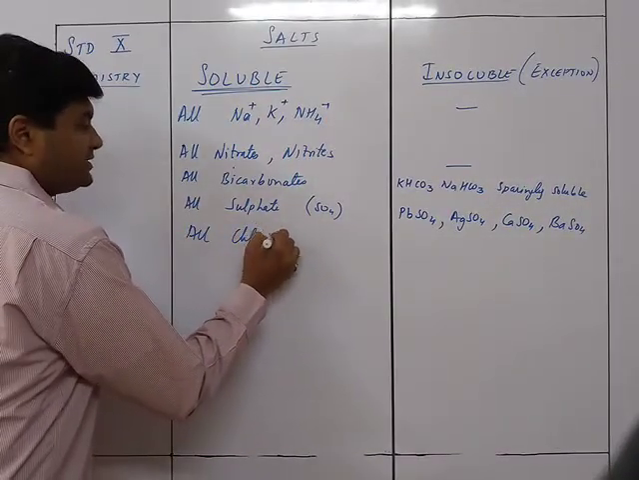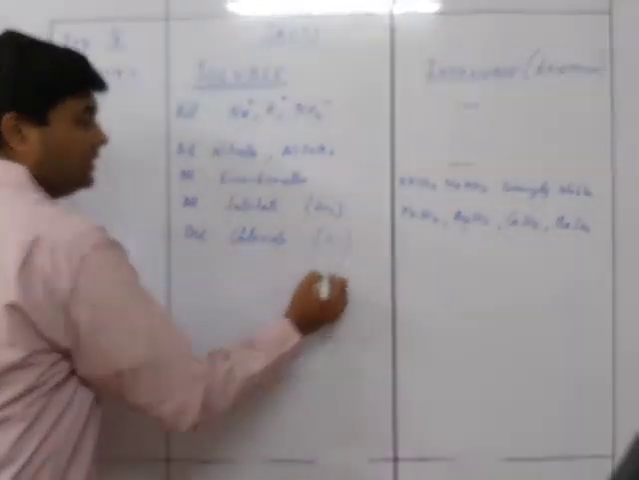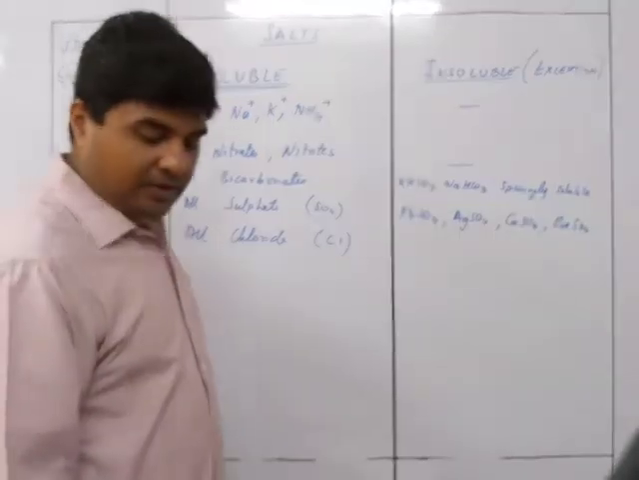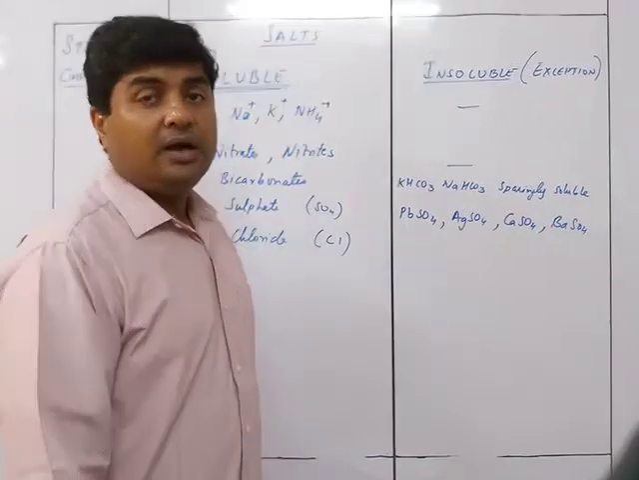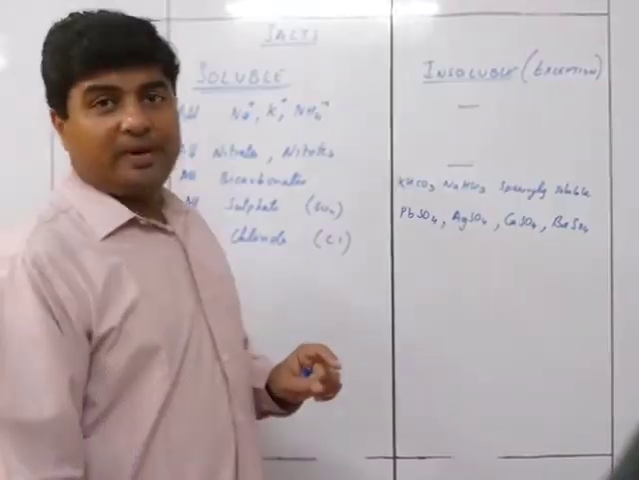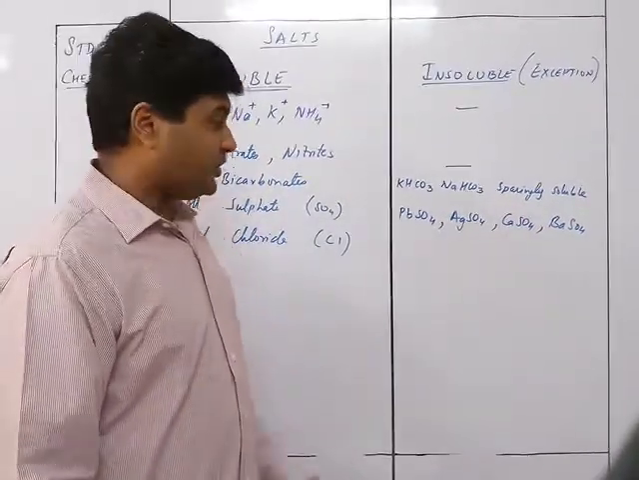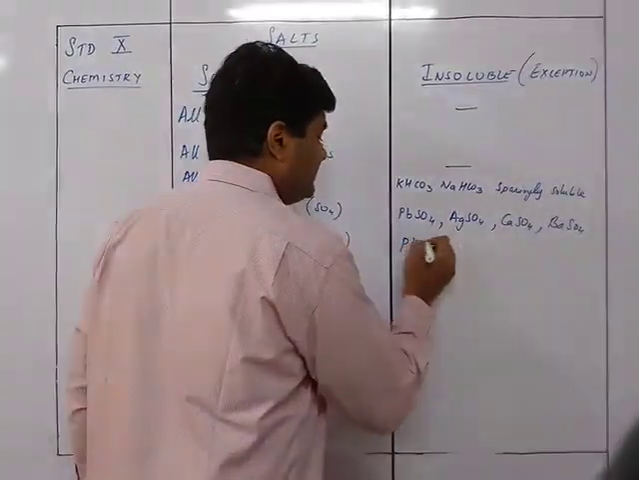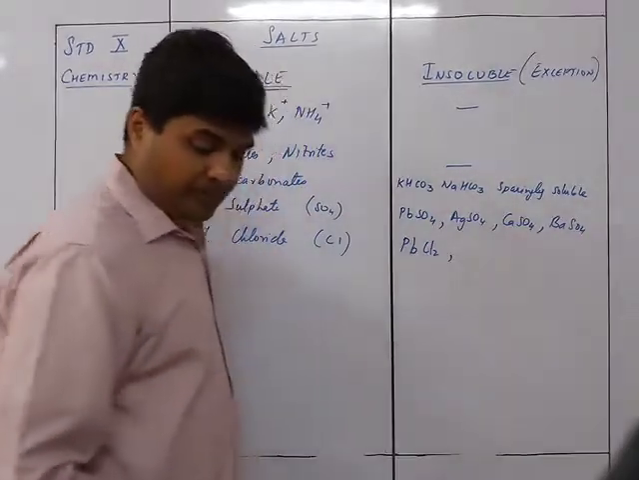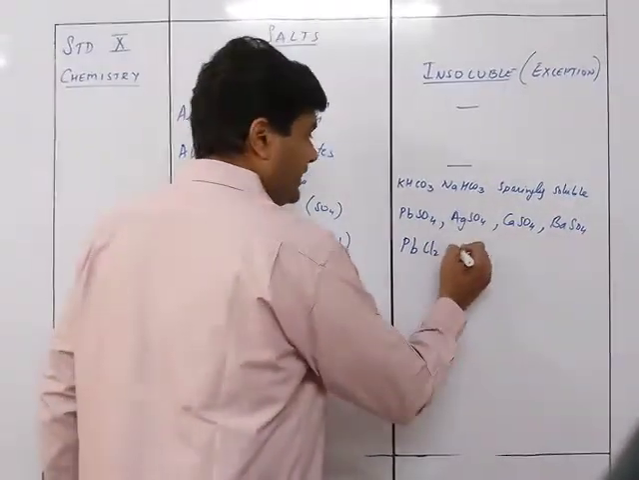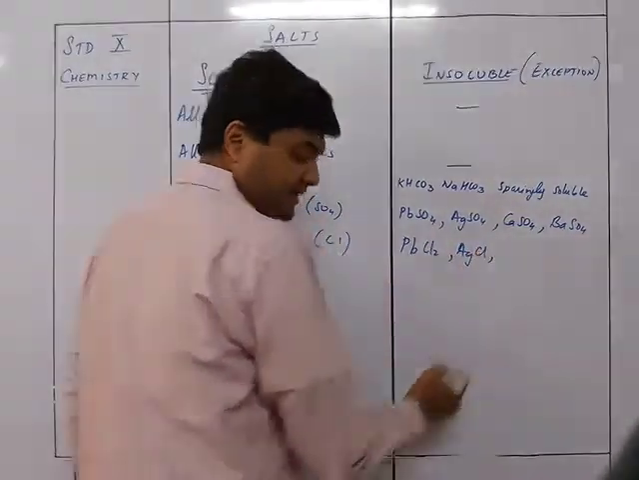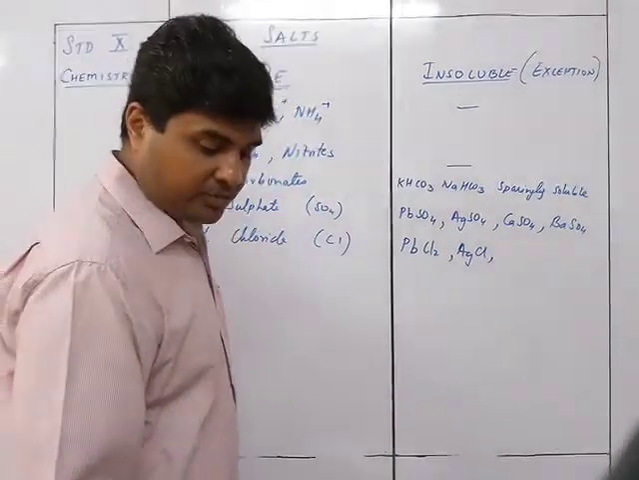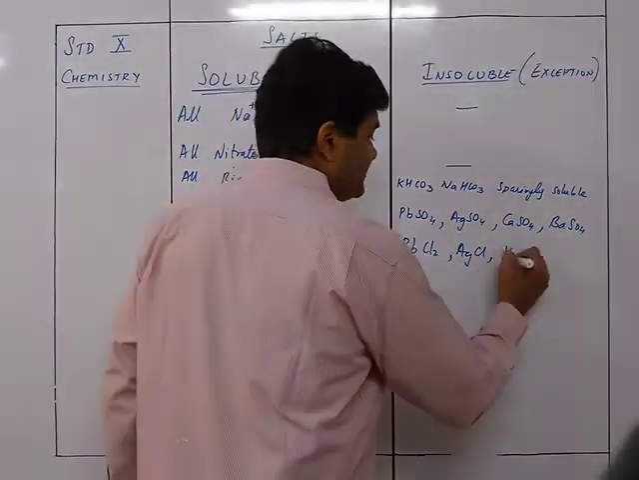So when you say next is chlorides, that is Cl, the one having chloride in it. All chlorides are soluble, but there are exceptions. What is the exception over here? The exception is again Pb. PbCl2 is an exception. Ag is also an exception. So Ag is common again here. AgCl is insoluble. Then Hg is insoluble.